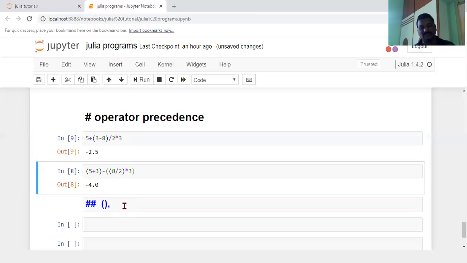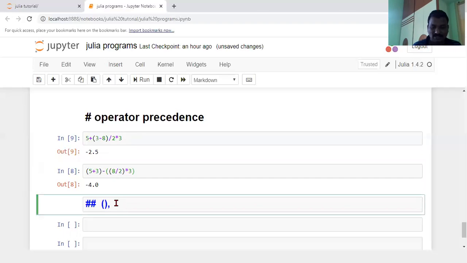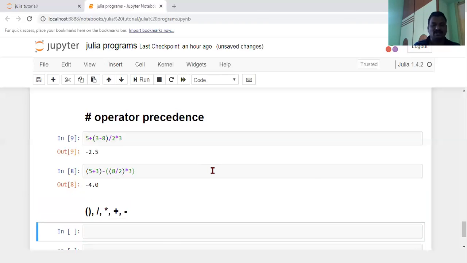The first precedence is the bracket, and then the division operator and then the multiplication operator. Division operator and multiplication operator both have similar precedence value. After that, plus, and after that it takes minus. This is the precedence of the operators. In this way you will perform the calculation based on this information.